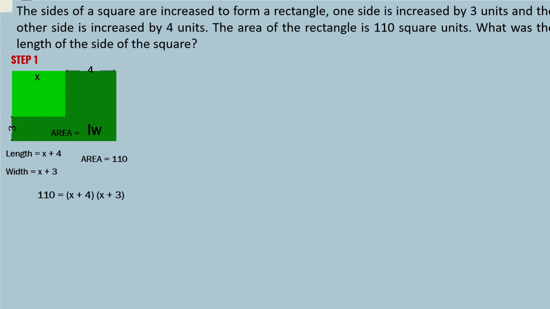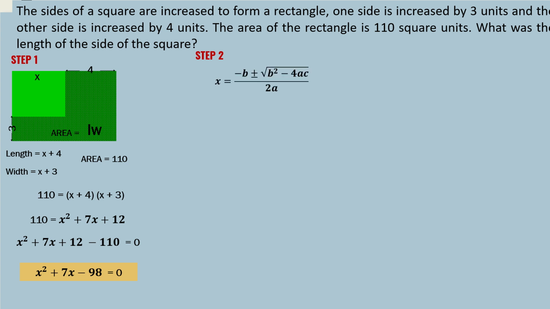Using the FOIL method, we have x plus 4 times x plus 3. So, to simplify that, we have 110 is equal to x squared plus 7x plus 12. Combine like terms, so let's transpose 110 to the right side, it will become negative 110. So, x squared plus 7x plus 12 minus 110. To simplify that, we have x squared plus 7x minus 98 is equal to 0. So, we can now proceed to step 2 since it is already in standard form.